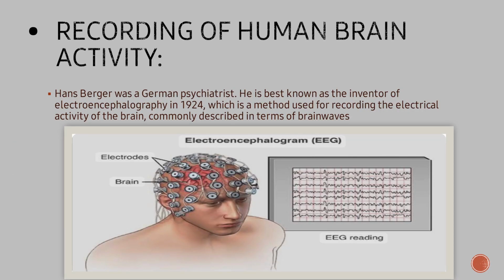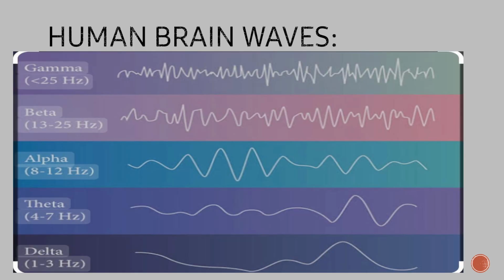The first successful recording of human brain activity was performed by Hans Berger, a German psychiatrist. He did this with the help of a specialized instrument that he invented: electroencephalography, a method used for recording the electrical activity of the brain, commonly described in terms of brain waves. Five types of human brain waves are recorded in an electroencephalogram: gamma, beta, alpha, theta and delta waves.